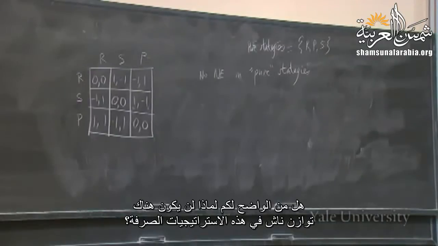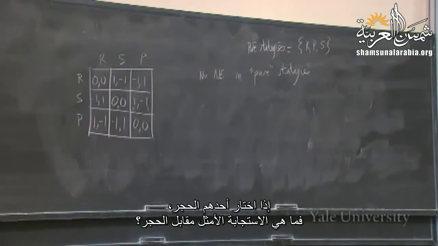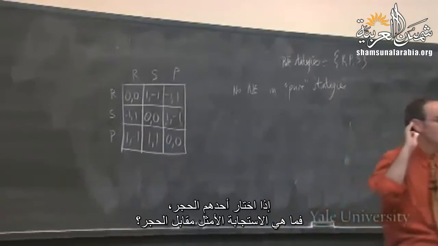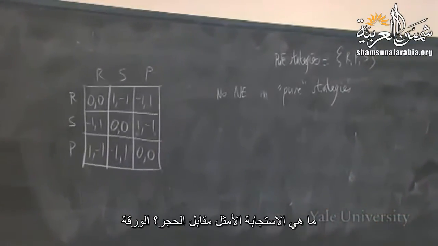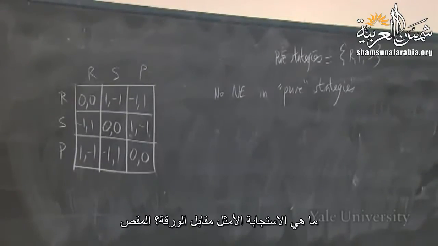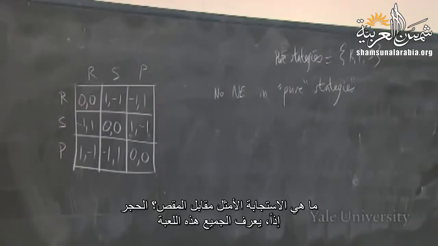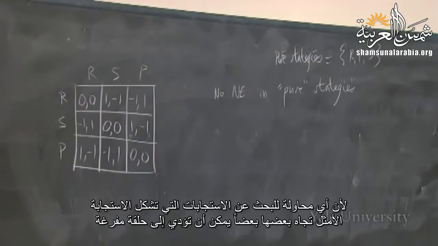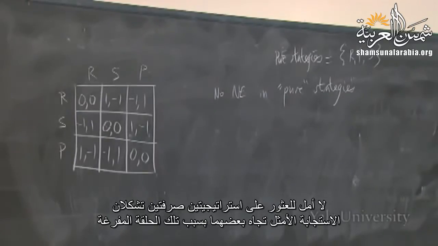Now, can everyone see why there's not going to be a Nash equilibrium in pure strategies? Let's just talk it through. If one person plays rock, the best response against rock is paper. But if you played paper, the best response to paper is scissors, and the best response to scissors is rock. Everyone knows how to play this game. So clearly there's not going to be a pure strategy Nash equilibrium, because any attempt to look for best responses that are best responses to each other can lead to a cycle. There's no hope of finding two pure strategies that are best responses to each other because of that cycle.